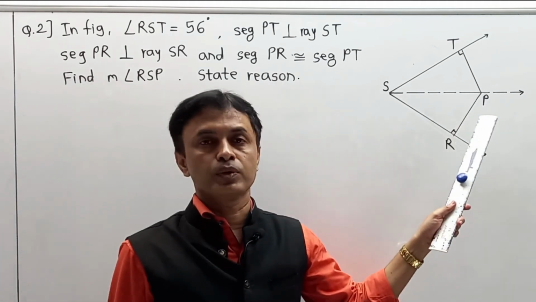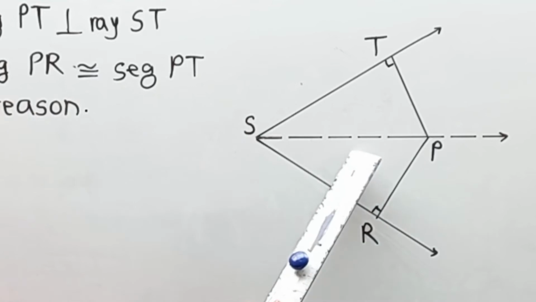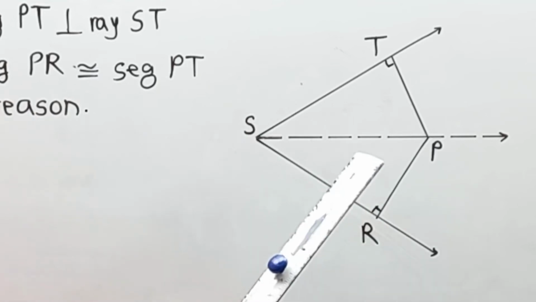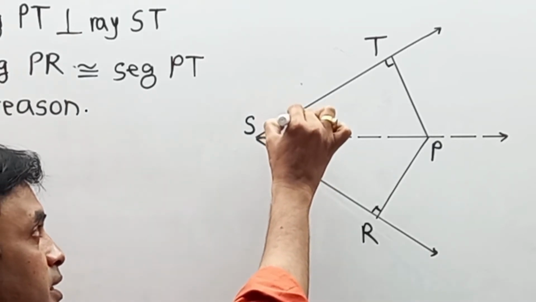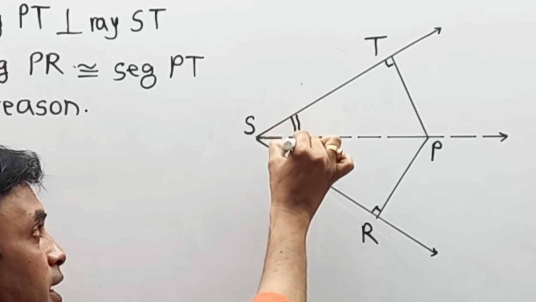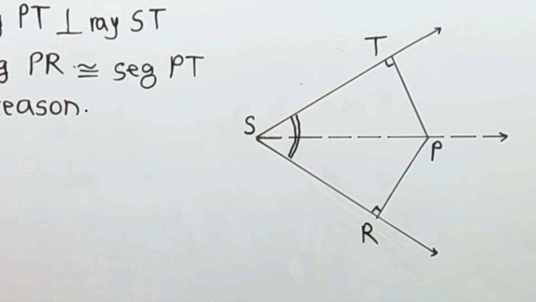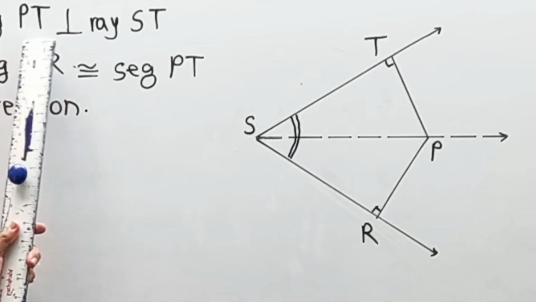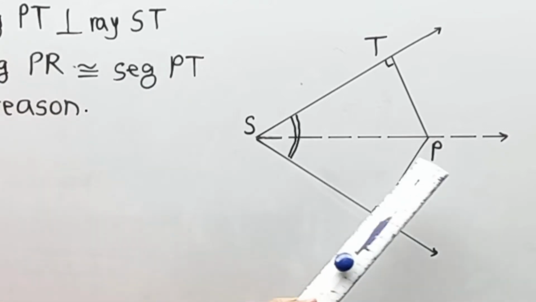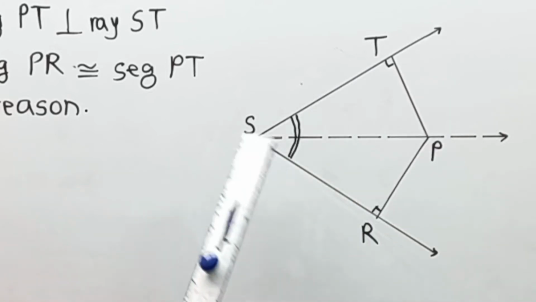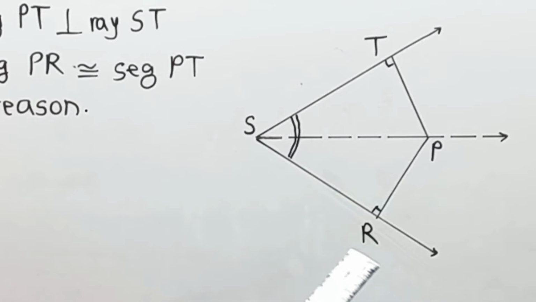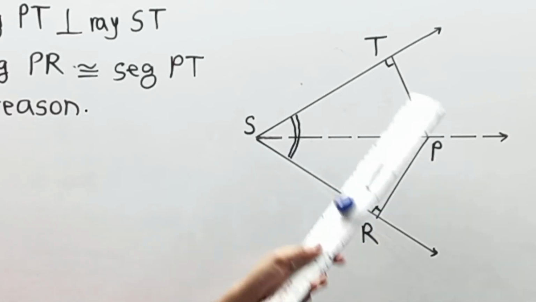Now I am going to explain the same question from the diagram point of view. They have given angle RST, which means this total angle is 56 degree. I repeat, they have given this total angle as 56 degree. Segment PT is perpendicular to ray ST. Next, PR is perpendicular to ray SR. At the same time, PR is congruent to PT.